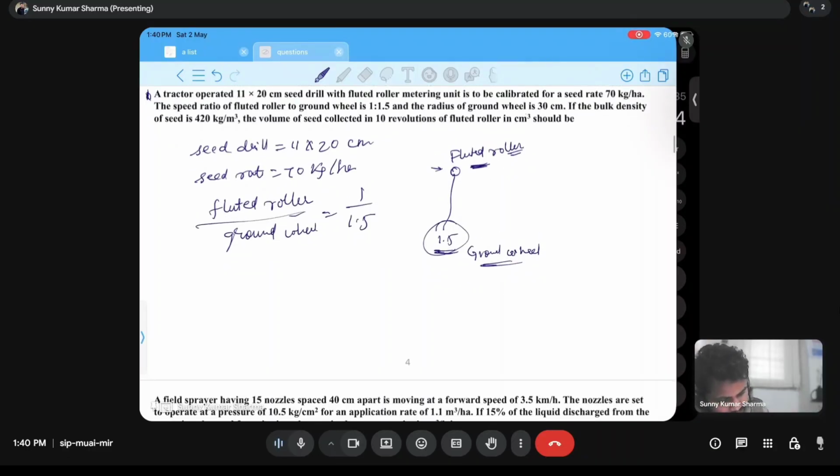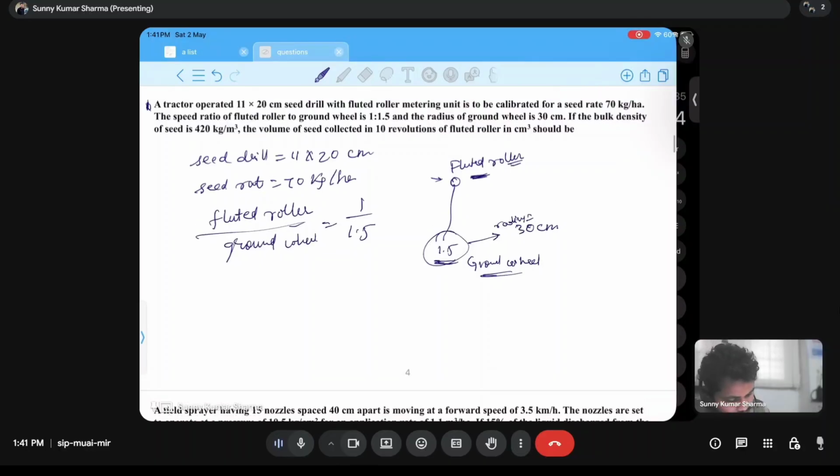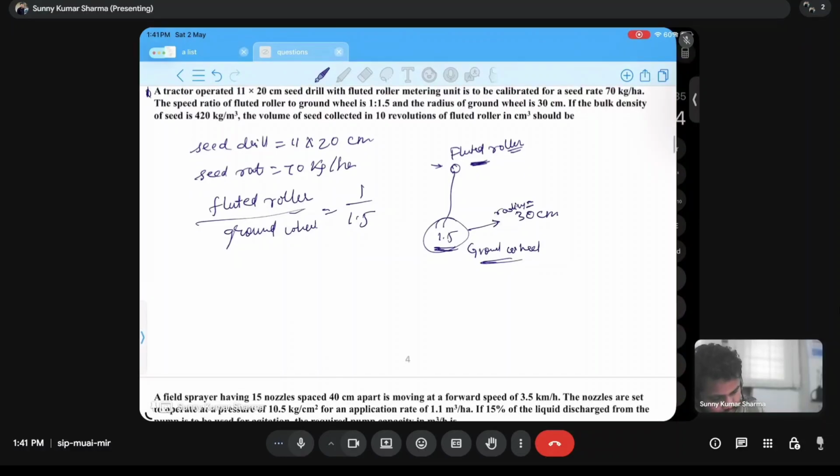Now the question is, the radius of ground wheel is 30 centimeter. This is radius, not diameter. People always make the mistake of interchanging radius and diameter. The bulk density of seed is 420 kg per meter cube. The volume of seed collected in 10 revolution of fluted roller in centimeter cube should be.